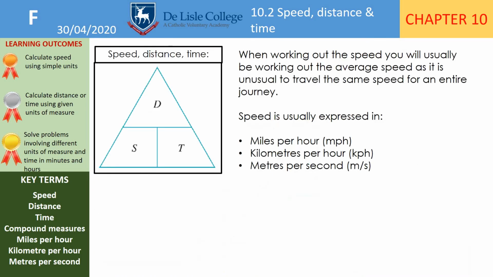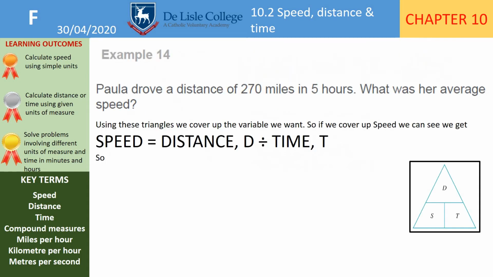Move forward. Okay, when working out the speed, you will usually be working out the average speed, as it is unusual to travel the same speed for an entire journey. Speed can be expressed in miles per hour, kilometres per hour and metres per second, and there will be a mark during your GCSE exams for the correct units, so please don't miss that vital extra mark.